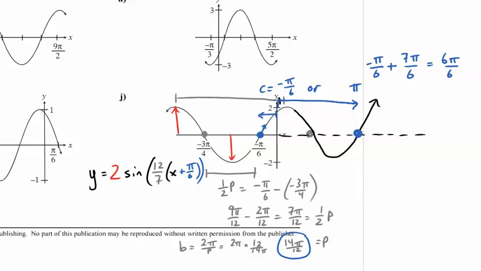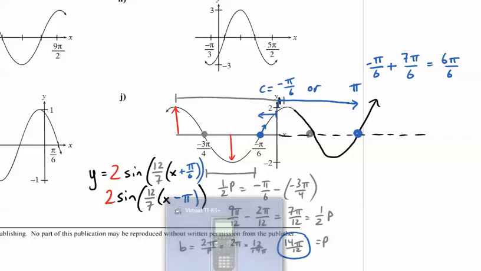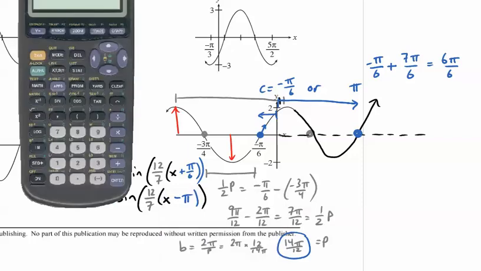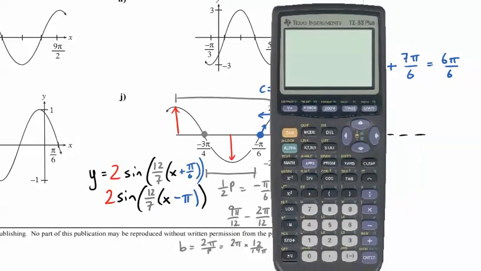So another answer for this graph would be 2 sine 12 over 7 x minus pi. I'm not really sure about those answers. I might have made a small mistake, so just to check, I'll graph it on my graphing calculator.